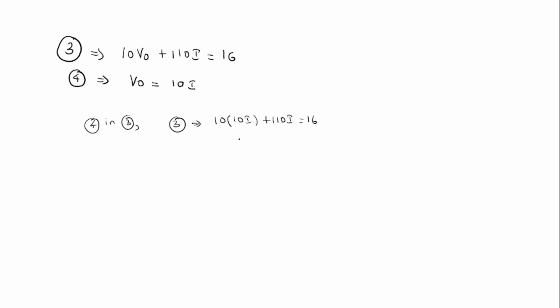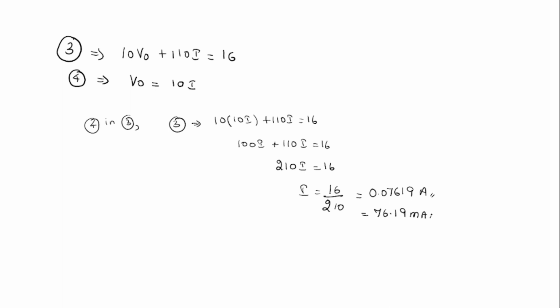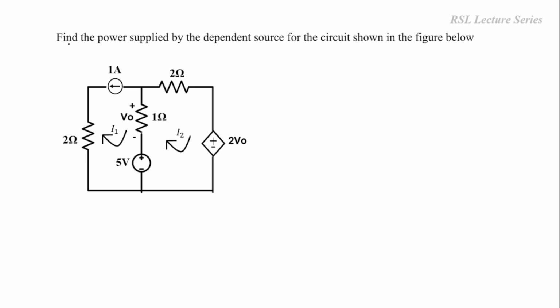Okay. So 10 into 10, 100. So 100I plus 110I equal to 16. So by adding these two, we'll get 210I is equal to 16. Or I is equal to 16 by 210. This will be equal to 0.07619 ampere. Or this can be written as 76.19 milliampere. So next we'll solve the other problem.